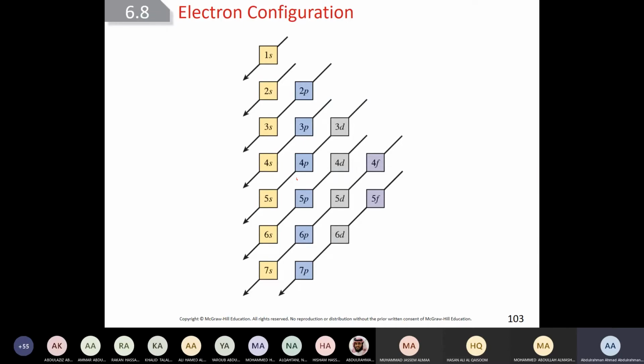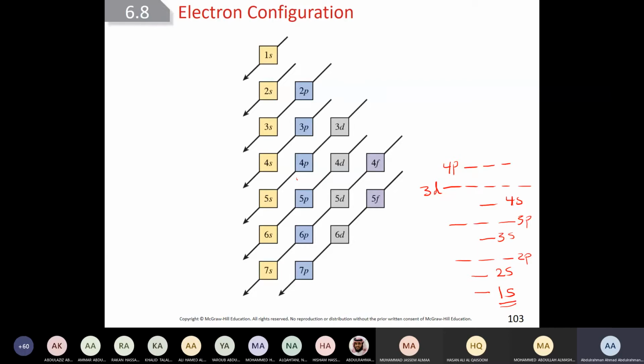I can write it like energy levels, like I can say this is 1s, 2s, 2p, 3s, 3p, 4s, 3d, and then 4p, and so on and so forth. So it is the same thing, but I wrote it here as energy level. This is energy, and this is the lowest energy. 1s is the lowest energy, and as you go up, the energy becomes higher and higher.